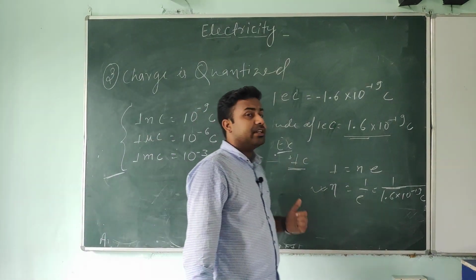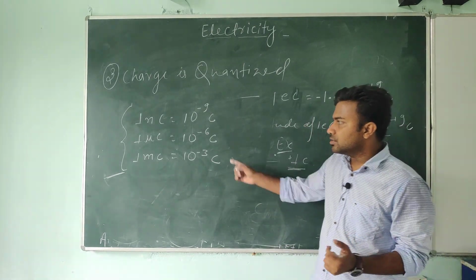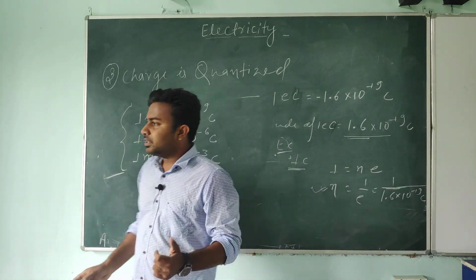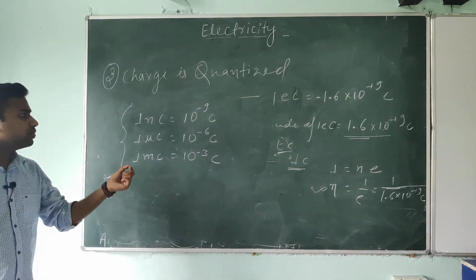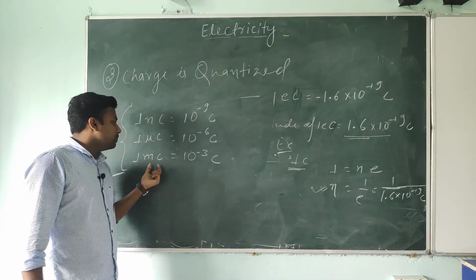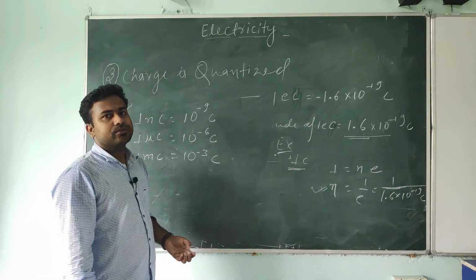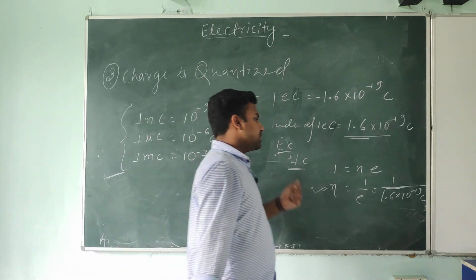Why am I telling you practical units? Because in the lab we are going to use charge, and that charge will be in this form: nanocoulomb, microcoulomb, millicoulomb, like that. Okay students, now you understand. Next property.